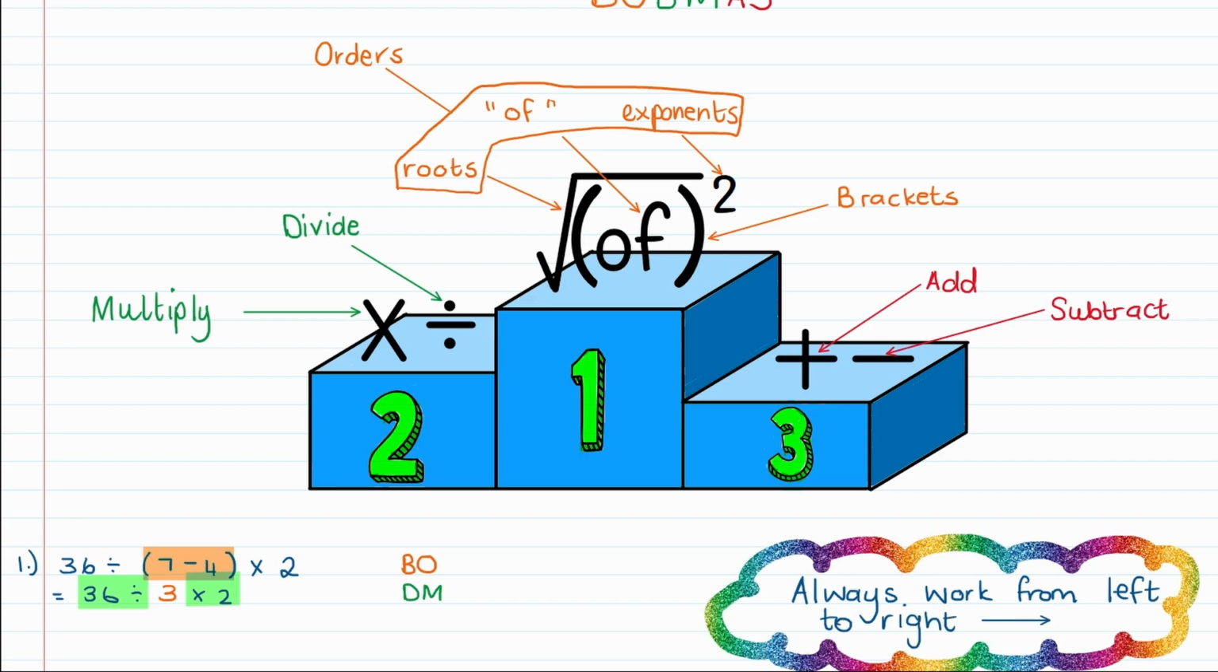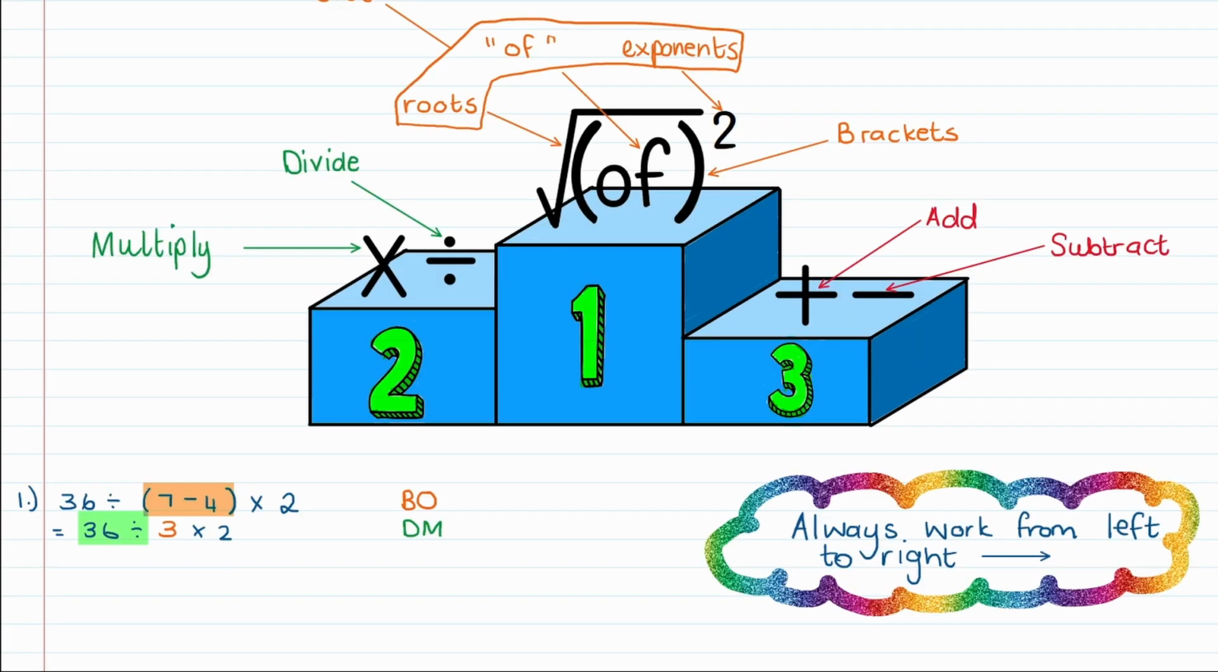On this step, division appears before multiplication, so we're going to solve 36 divided by 3 first, which gives us an answer of 12. Now we can do our final step of 12 times 2, leaving us with a final answer of 24. Just because the letter D appears before the M in BODMAS doesn't mean that one comes before the other. They both share second place on the winner's podium, so the only thing that matters is which one appears first in a question.